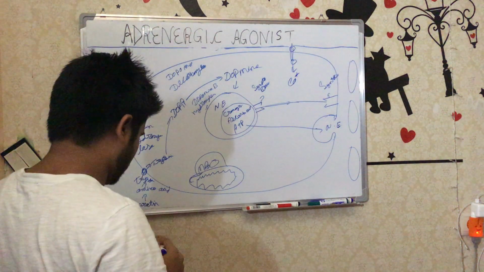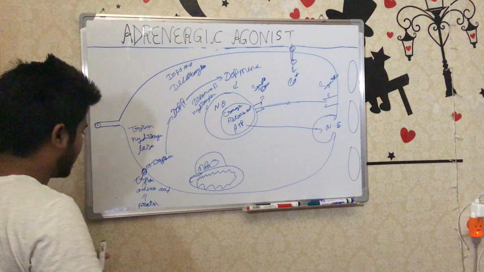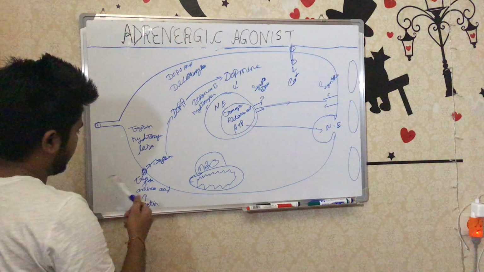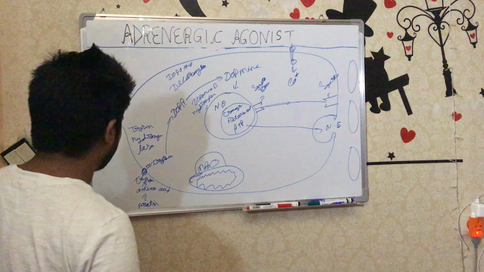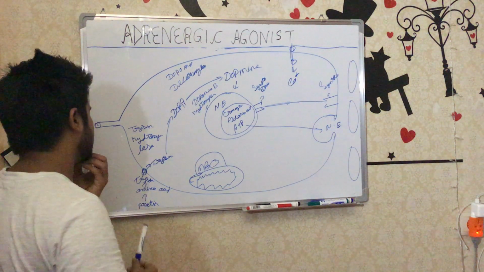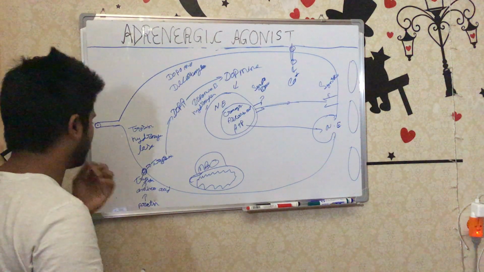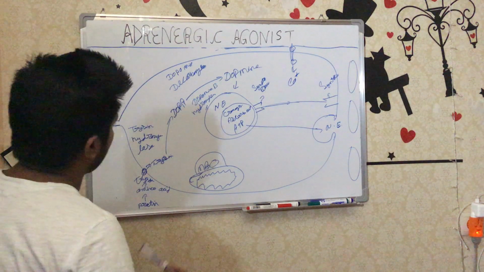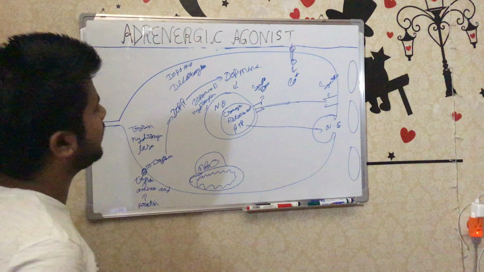So this is our main synthesis. Again, we'll start from the beginning. Protein breaks down into amino acids. Amino acids are further divided into huge subgroups, one of which is tyrosine. Tyrosine is transported inside the neuron, and with the help of tyrosine hydroxylase, it converts to dopa. By the help of dopa decarboxylase, it becomes dopamine.